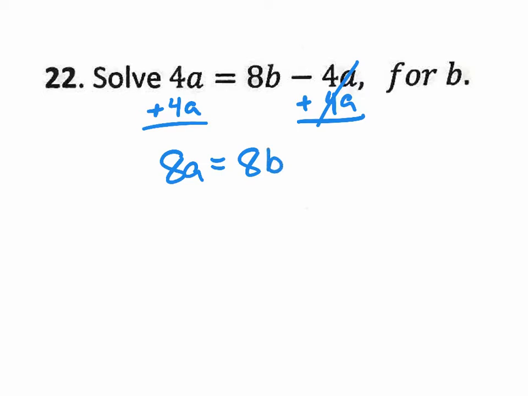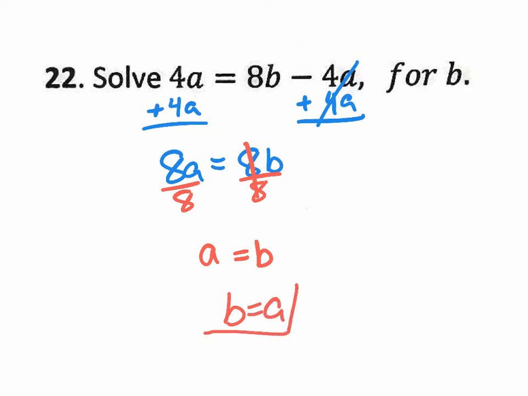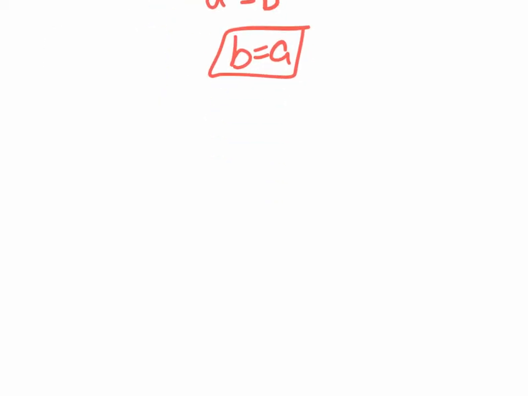Wow, this is kind of weird. Anyway, I still need to get B by itself. So what do I do? Divide by 8. So B equals A. So it says solve for B. B equals A. That makes no sense. Let's move on to number 23.